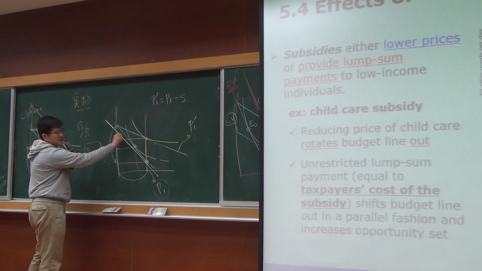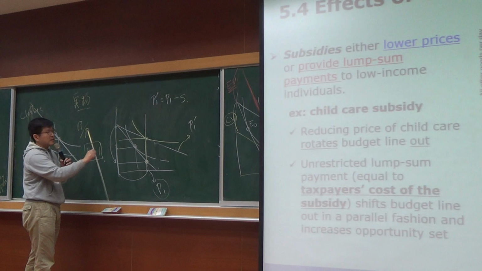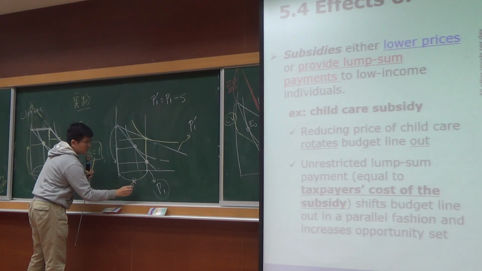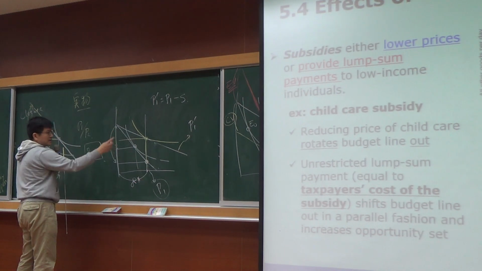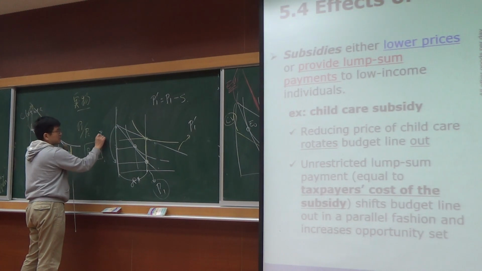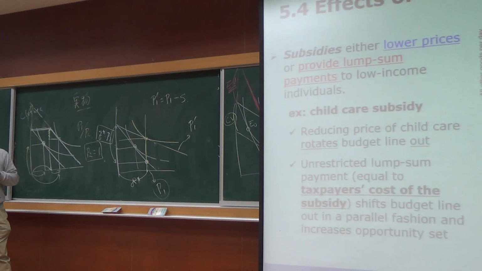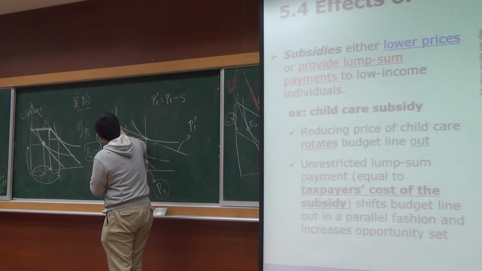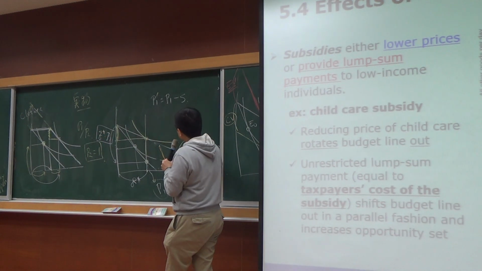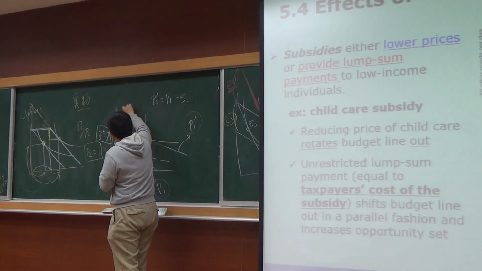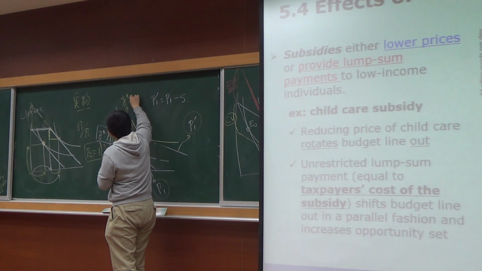Because the slope is P1, let's assume P2 equals 1. So the slope is P1, and this would be Q star times P1. And this part now is a new price, a lower price. This part would be Q star P1 prime.